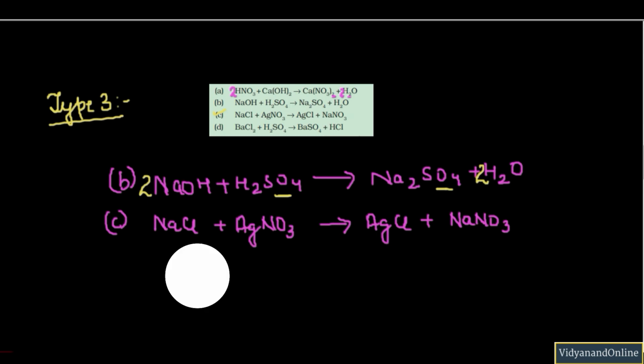Chlorine is having one atom here, here also one atom. Sodium one atom, sodium one atom, and nitrate one is altogether one, here also altogether one. So it is a balanced equation.